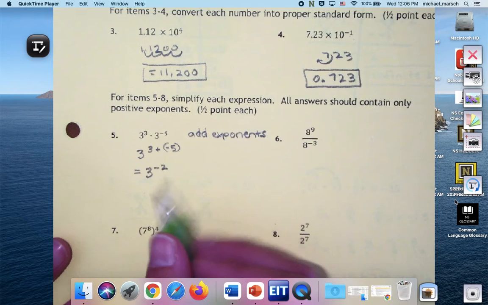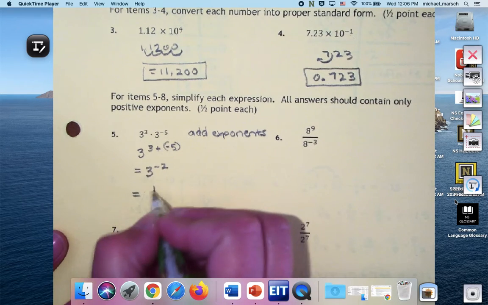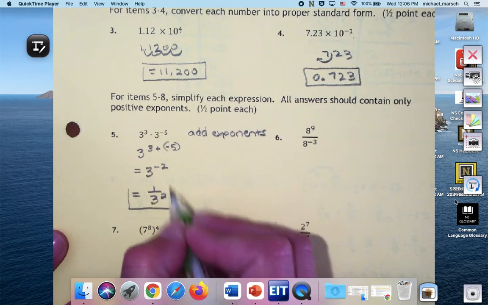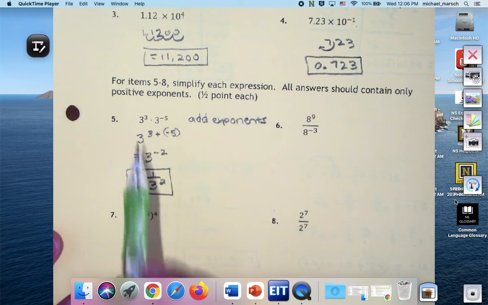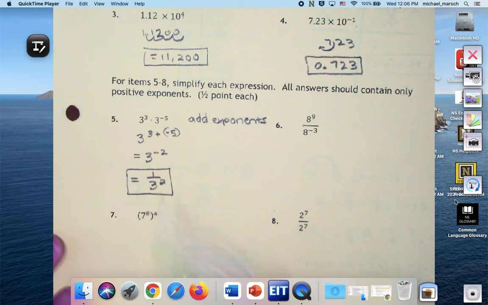So who remembers the fraction thing? Jonah, you're so smart. 1 over 3 to the second power. Cannot leave it as a negative exponent. That doesn't change the value, because if I put in my calculator 3 to the negative 2, that's going to equal if I did 1 divided by 9. It's going to be the same value.